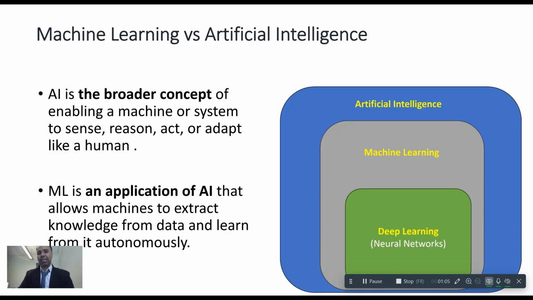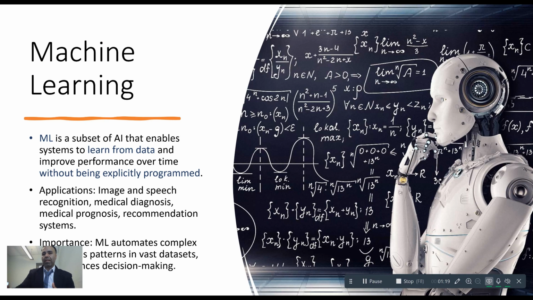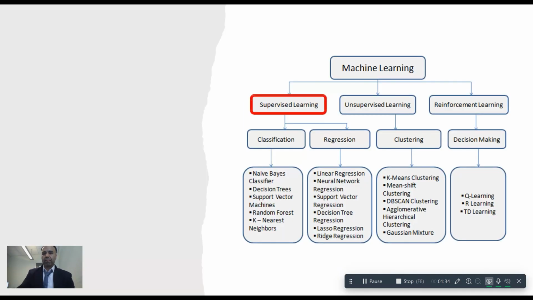Now, artificial intelligence. AI itself is the broader concept of enabling a machine or system to sense, to reason, to act, or adapt like a human being. Now, machine learning is an application of AI that allows machines to extract knowledge from data and learn from it automatically, okay? So machine learning is a subset that learns from data without being explicitly programmed. It has applications in image and speech recognition, processing, medical diagnosis, prognosis, and recommendation systems, okay?